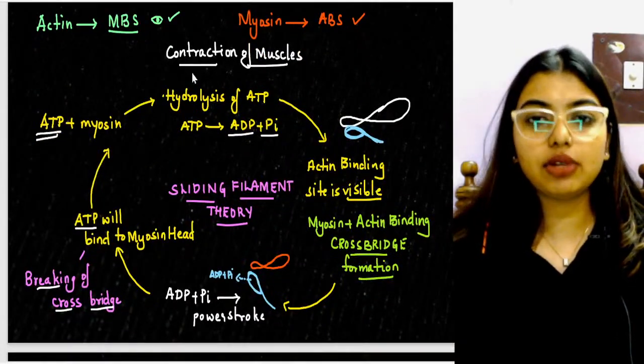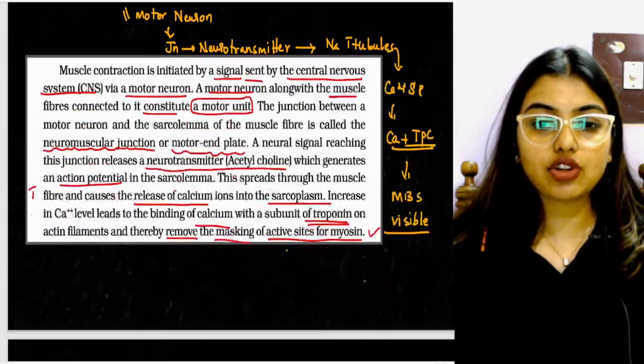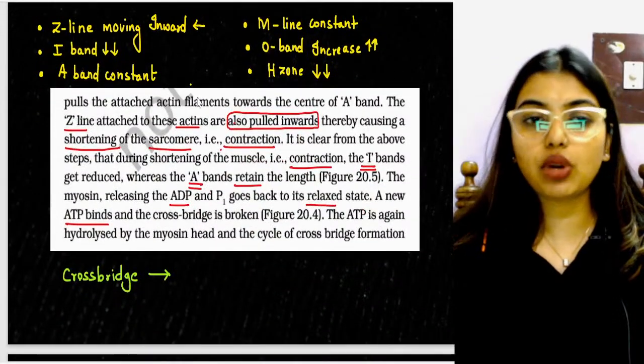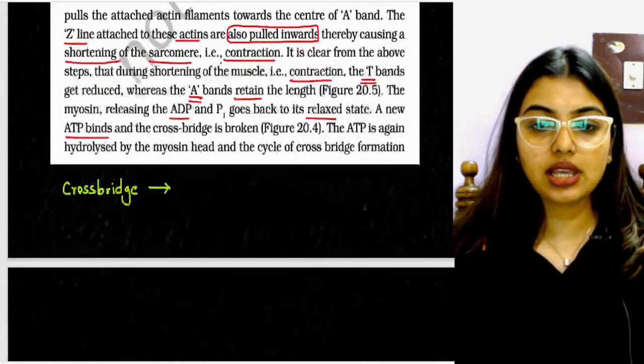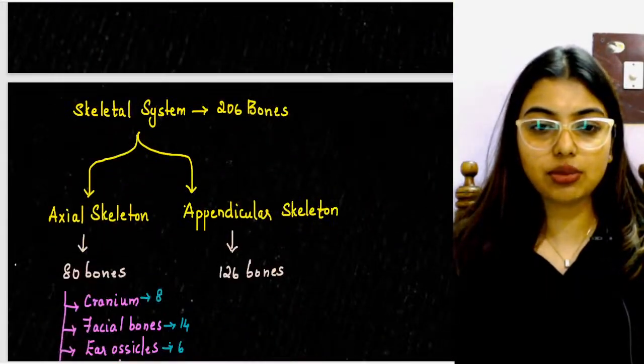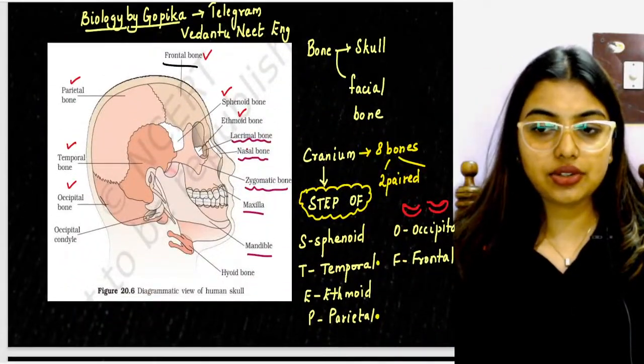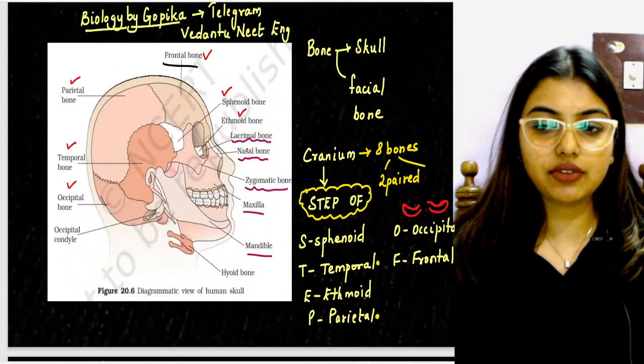Here you have about the sliding filament theory, which is one of the most important concepts. And here I've taught you about the neuromuscular junction, again sliding filament theory. I've taught you about what happens when contraction happens. And here the same thing, locomotion. I've told you about the chapter. Then I've taught you about axial skeleton. And here you go. The cranium I have given.